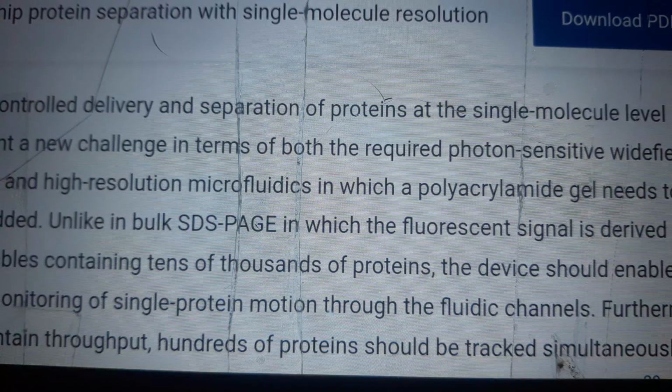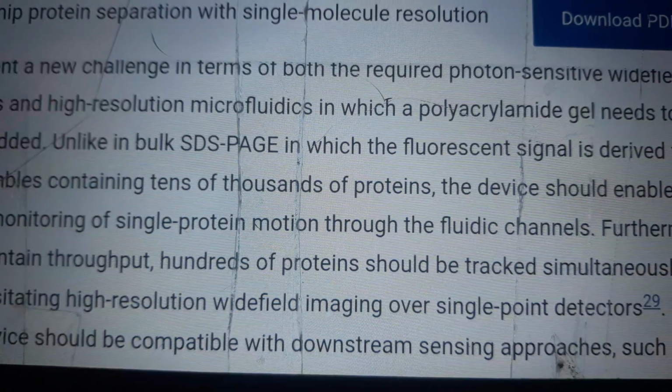The controlled delivery and separation of proteins at the single molecule level present a new challenge in terms of both the required photon-sensitive wide field optics and high-resolution microfluidics in which a polyacrylamide gel needs to be embedded, unlike in bulk SDS-PAGE, in which the fluorescent signal is derived from ensembles containing tens of thousands of proteins. The device should enable real-time monitoring of single protein motion through the fluidic channels.